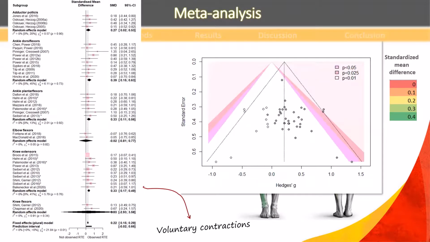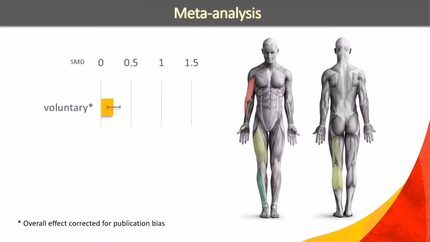The funnel plot indicates that negative effect size in experiments involving voluntary contractions might have been suppressed due to publication bias. Trim and fill method was used to correct the random effect model outcome by adding 10 effect sizes. The overall effect of residual torque enhancement in voluntary contractions, corrected for publication bias, resulted in a significant standardized mean difference of 0.21.